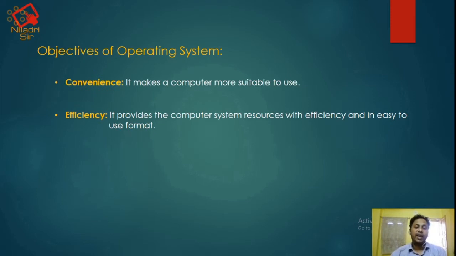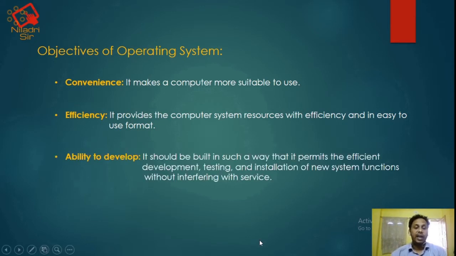Next come convenience. So what is convenience? It makes a computer more suitable to use. The operating system puts our computer in a more suitable position to use it. Next one is ability to develop. It should be built in such a way that it permits the efficient development, testing, and installation of new system functions without interfering with services. As you know, we can easily install new software in the operating system. So these are the objectives of operating systems.